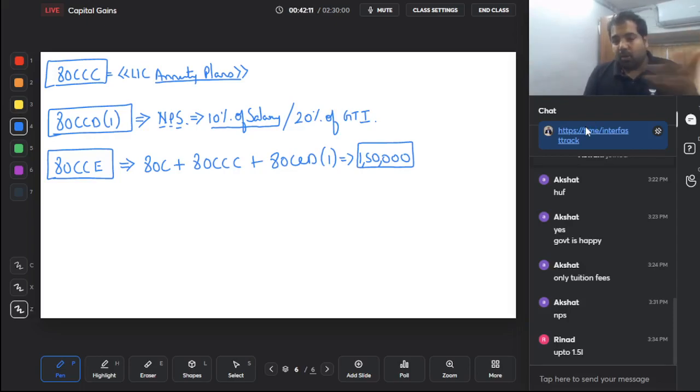So can I invest in all of them? Yes, you can put money, but you will get a deduction only of 1,50,000. They have a limit on this. Yes, there's a limit for these three. This 1,50,000 only covers these three.